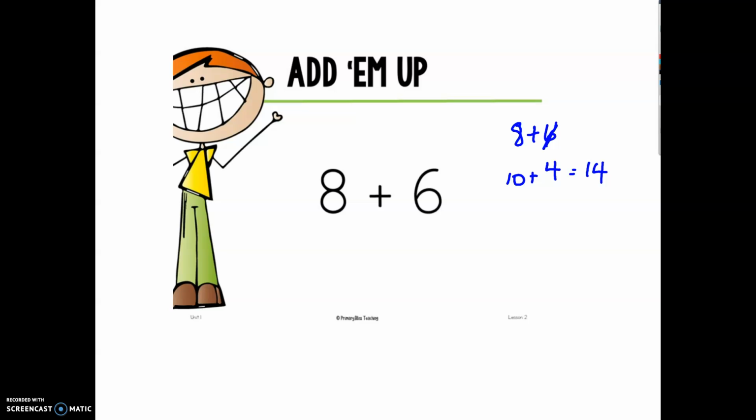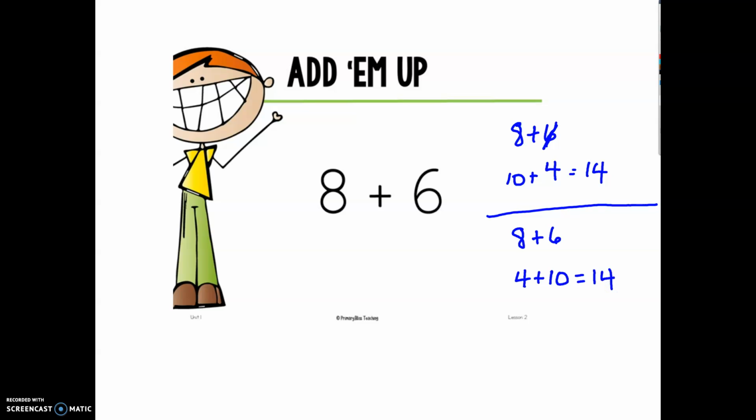Another way that I could make a 10 from 8 plus 6 is to look at that 8 and the 6, and make that 6 be a 10. I could take 4 away from that 8 and make it 4, and then add those 4 to that 6 and make a 10. I could add those two numbers together and again get 14.